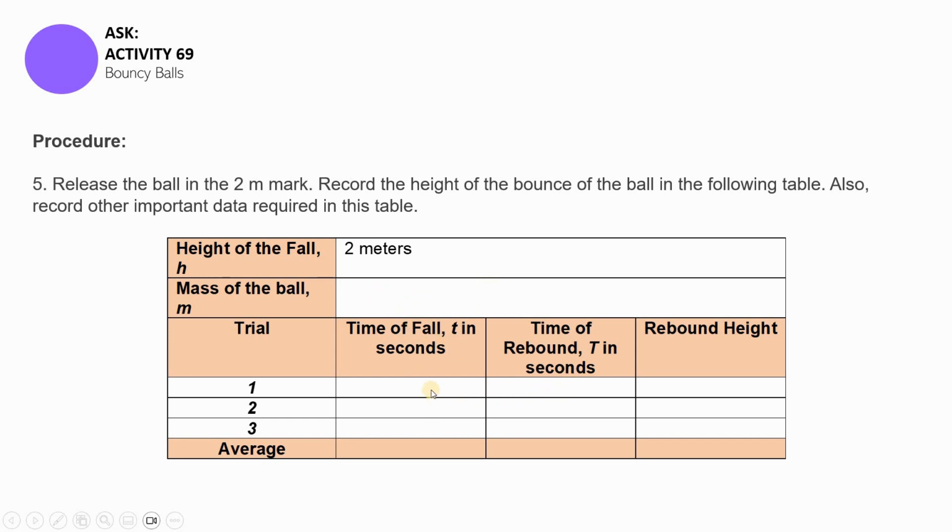Okay, so for the first column over here, you have to record the time of the fall in seconds, and then the time of the rebound or the time of the bounce in seconds. Okay, and then the rebound height or the bounce height. Gaano kataas yung pagbabounce up niya. And then get the average.